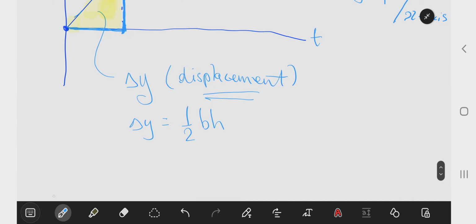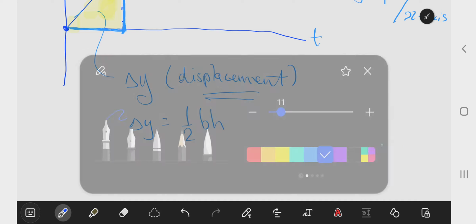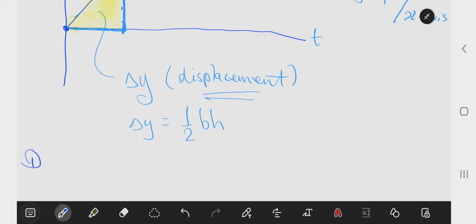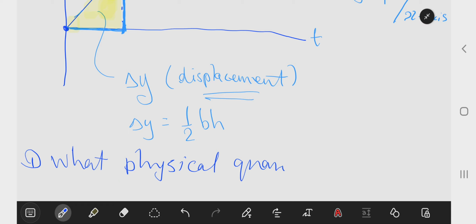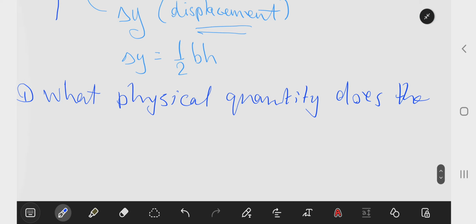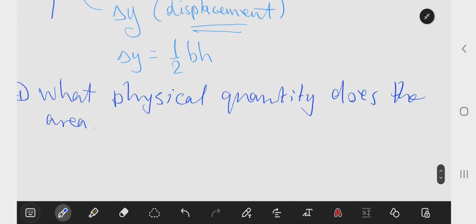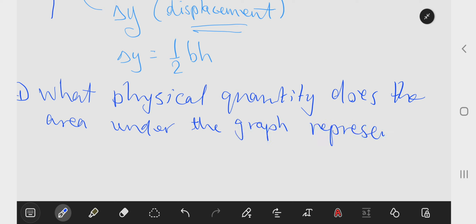So if you were to get a question that says, what physical quantity does the area under the graph represent?